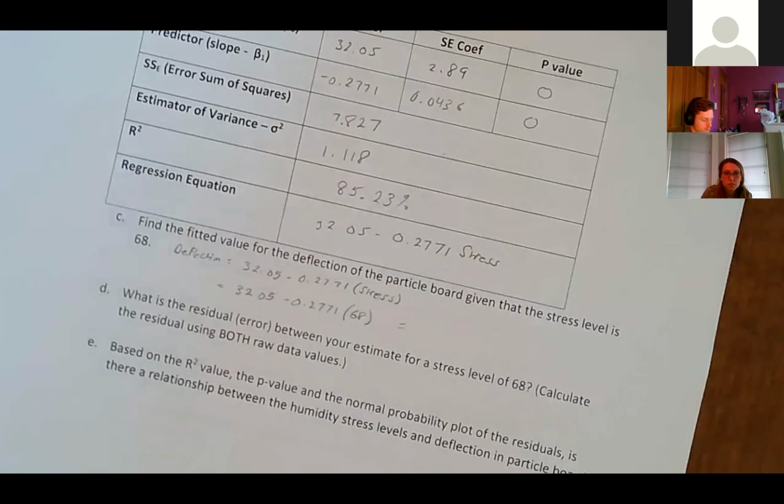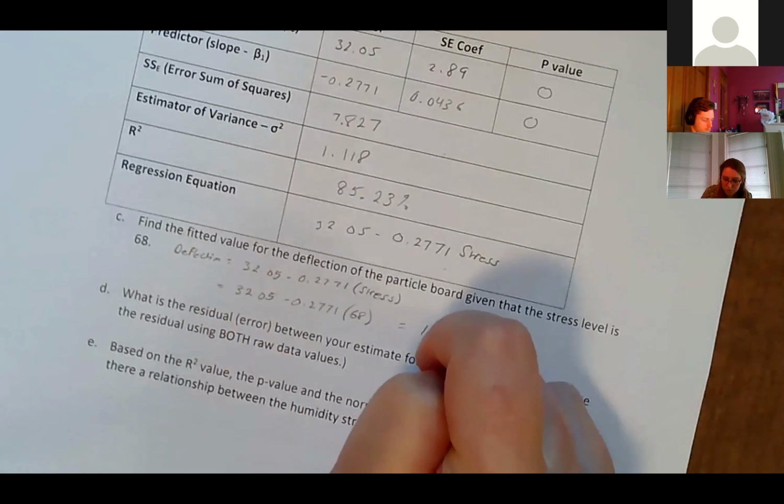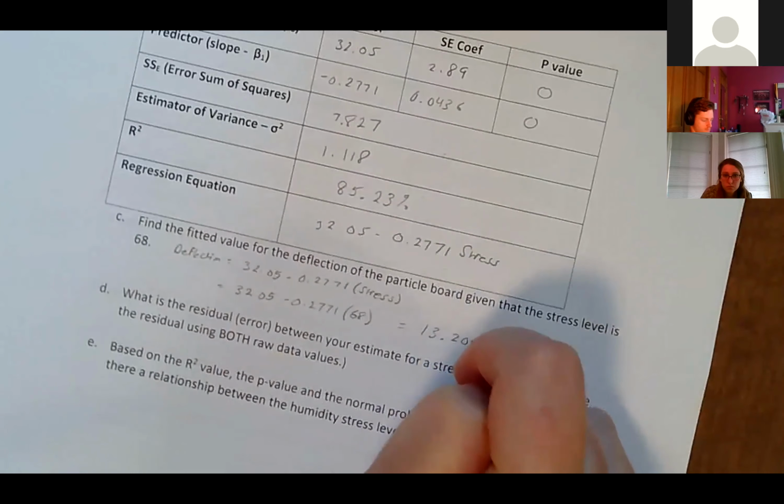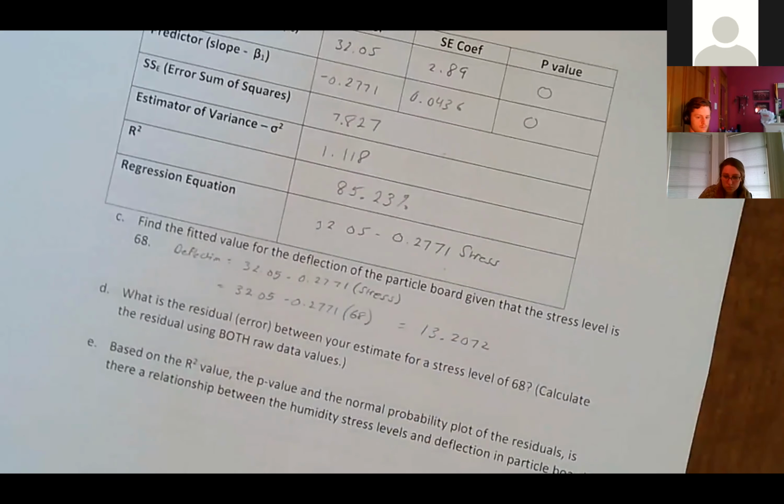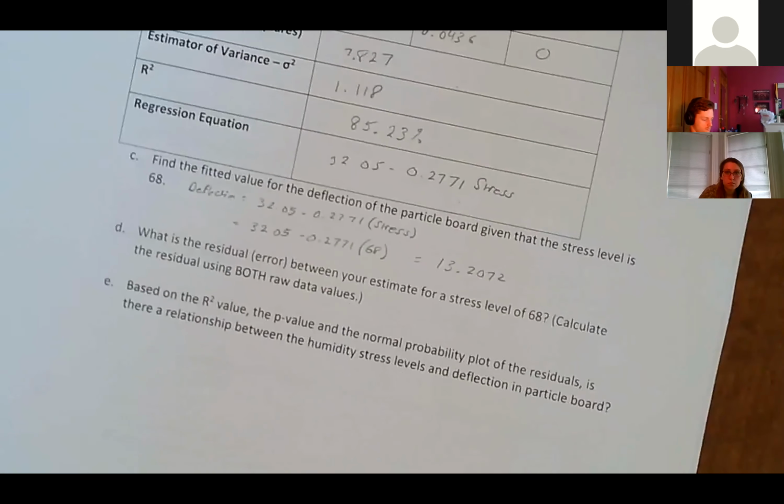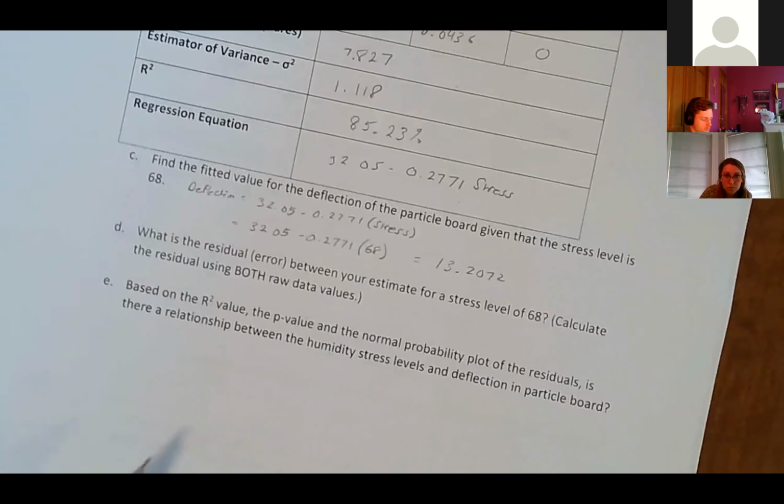And I calculate that total, and it comes out to 13.2072. So now it says, what is the residual between your estimate for a stress level of 68? Now, if you go back to that raw data, out of the 9 variables, 2 of them were 68. So I actually want you to calculate both, and that is true on case studies in the exam as well. If I give you an X value and there's more than one of those X values available, then you need to go ahead and calculate both of them.